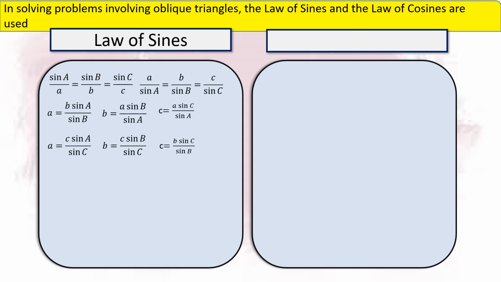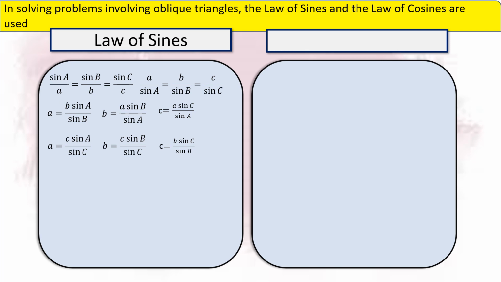So, we have the sine A over A is equal to sine B over B is equal to sine C over C. And then, pwede ding reciprocal, pwede siyang maging A over sine A is equal to B over sine B is equal to C over sine C. Okay, if you're looking for the side A, so we can use this one. So, A is equal to B sine A over sine B. Or pwede ding A is equal to C times sine A over sine C.